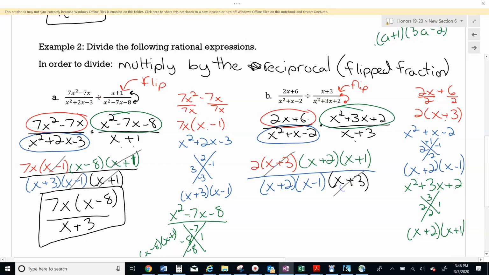Canceling x plus 3's, x plus 2's. This is x plus 1, this is x minus 1. While they are close, they cannot do anything. So you have 2 times x plus 1 over x minus 1.